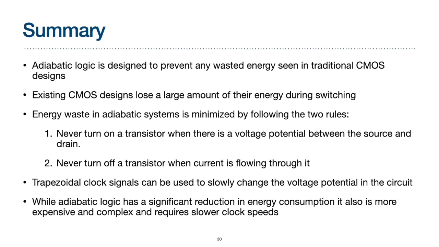Additionally, it's important to note that we can decrease the amount of energy consumed, and by extension the amount of energy dissipated in a circuit, by slowly changing transistors between states. This transition can be achieved in a slow fashion through the use of trapezoidal clock signals or triangular clock signals, which can allow the input of each transistor to be slowly changed, and by extension the output of that transistor to be slowly changed between high and low voltages.